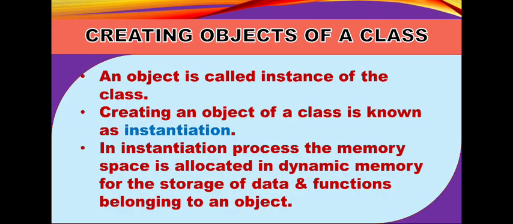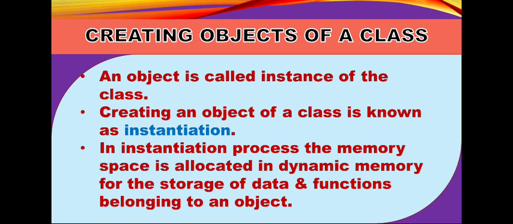Next, how to create an object of a class. The object is known as an instance of the class. So creating an object of a class is known as instantiation. Then what is instantiation? Instantiation is a process in which memory space is allotted for the storage of data and functions belonging to an object in dynamic memory.